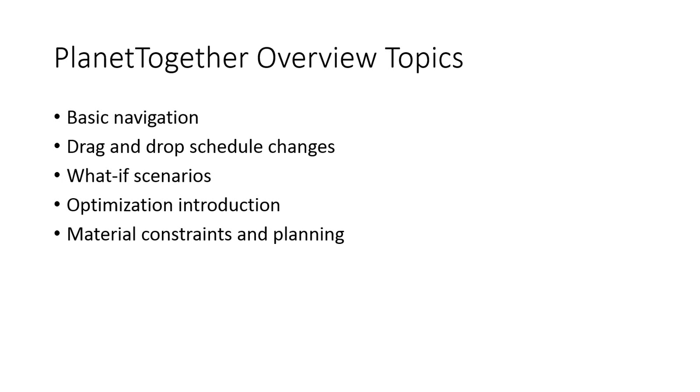So at this point, we've gone through our overview topics, and I hope you found it helpful to understand the basic navigation, a little bit about some of the material and capacity constraints that affect not only your drag and drop schedule changes, but also the optimization, of course, pays attention to all of that as you go along. One of the main features of PlanetTogether that's so important to all of our customers is the ability to do any of those what-if scenarios, trust that they represent reality, and then being able to compare them at a detailed and high level to know that every single day you're making good scheduling decisions.